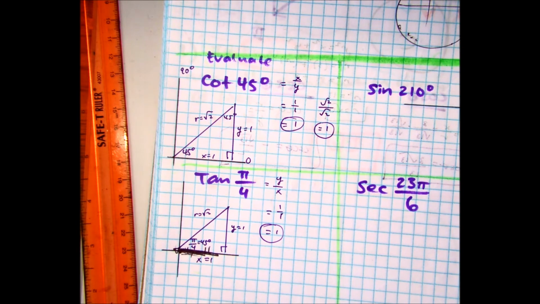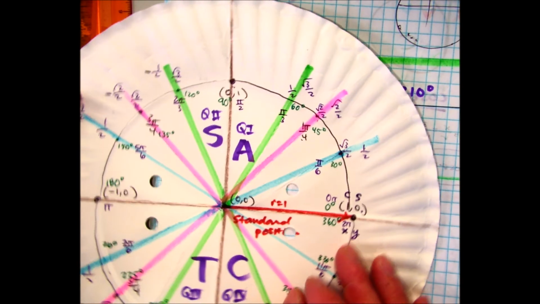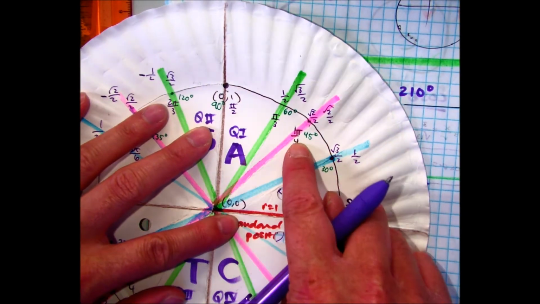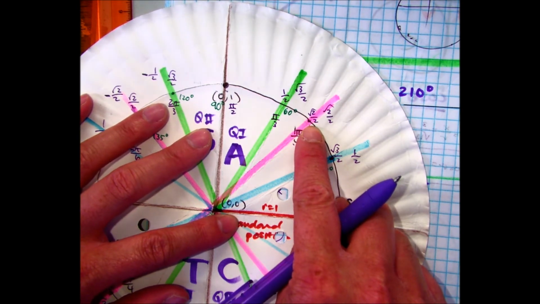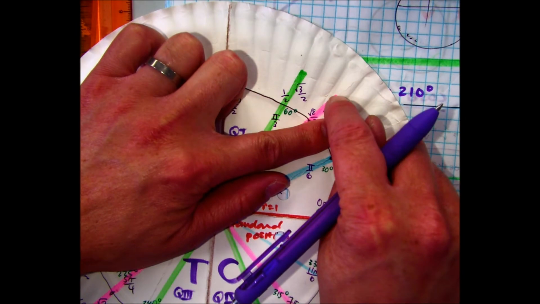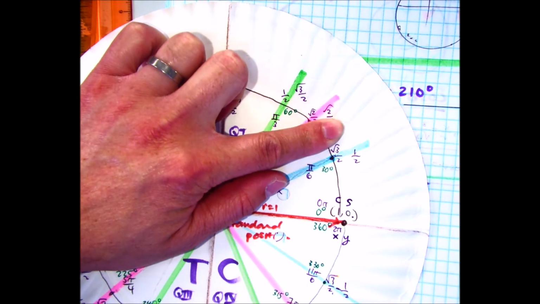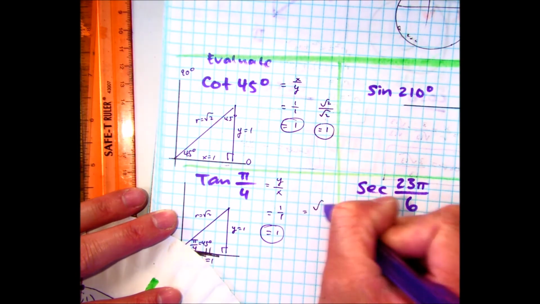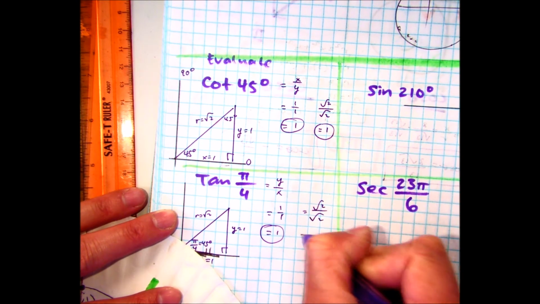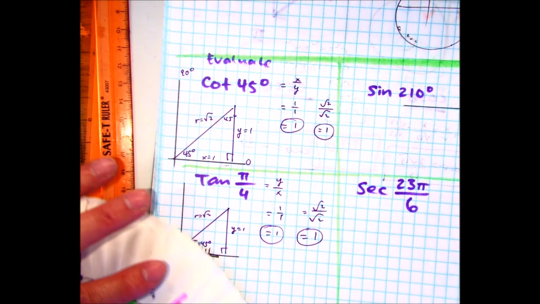So if I use my unit circle, I do the same thing. You can go to pi over 4 or 45 degrees. It's here. This one, tangent is y over x. So this would be radical 2 over radical 2, and that also equals 1.